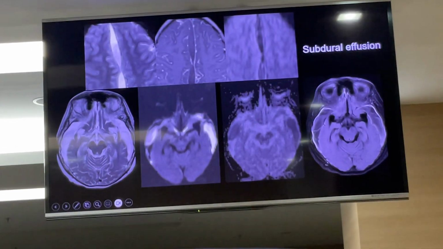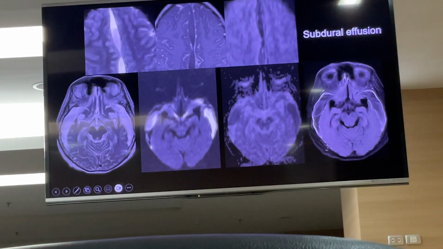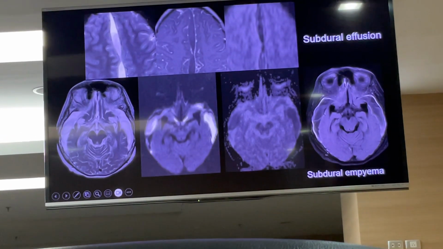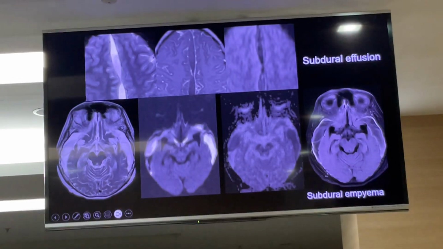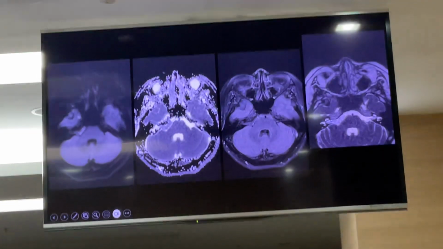So if the patient came to the hospital late, or suffers from a delayed disease course, you can see restricted diffusion of the effusion. So it turns to be subdural empyema. So diffusion imaging can be used to characterize the infectious process and progression.